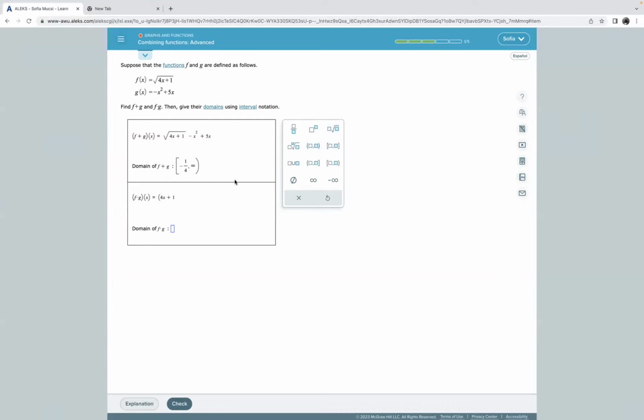Okay, I have to put the square root first. There. And then times minus x squared plus 5x. Now the domain here is restricted just like in the first part. So this one's exactly the same. There's no division, so it's not like the previous problem. It's just negative 1/4 to infinity.